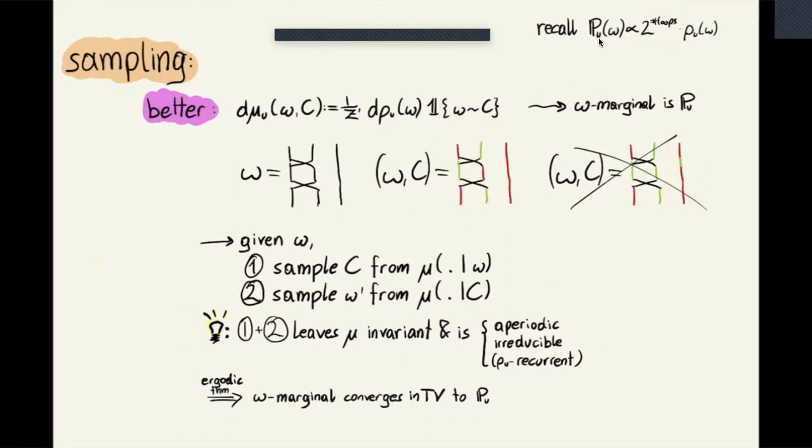So what are the dynamics? The dynamics are obtained by these 2 steps here, which is really just going back and forth between the link coordinate and the color coordinate, and then sampling from this measure here. So by design, these dynamics leave mu invariant, and we satisfy all the conditions to apply the ergodic theorem. So this tells us that the omega marginal converges in total variation to the measure we want to converge to, because the omega marginal of mu is p_u, the measure we're interested in.